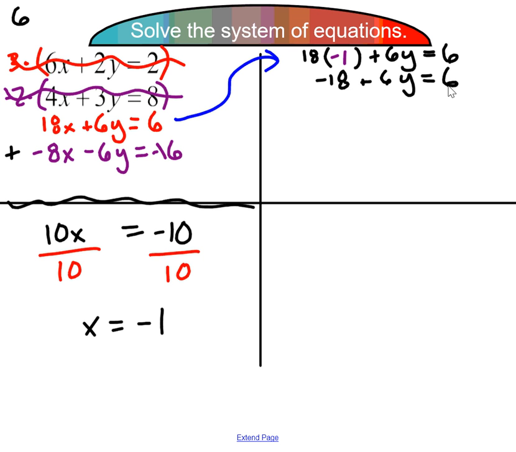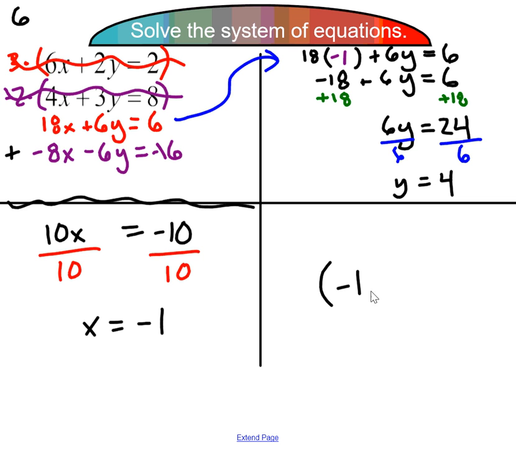I'm going to add 18 on both sides. So I get 6y equals 24. Divide by 6. I get y equals 4. So negative 1 comma 4 is my solution.